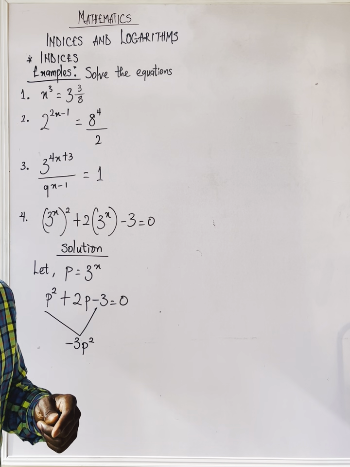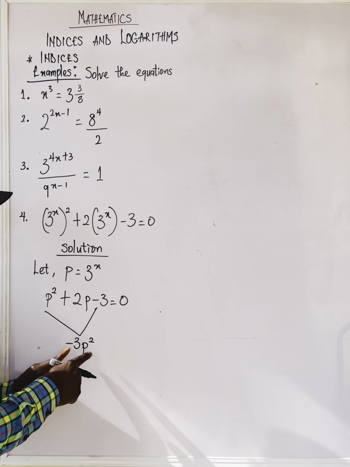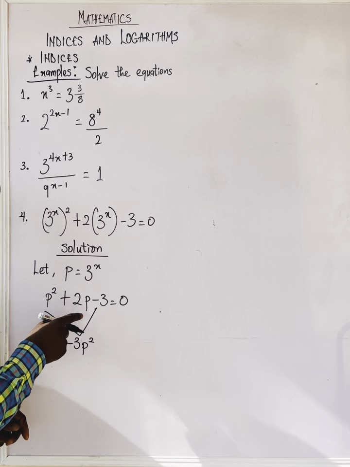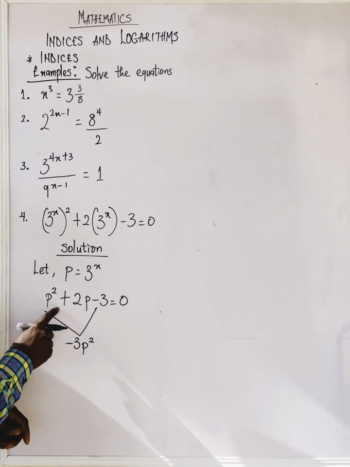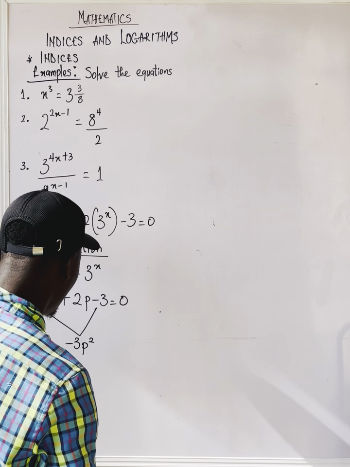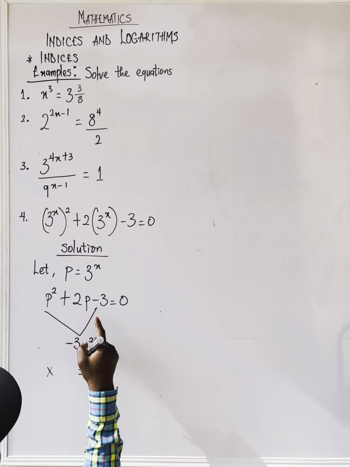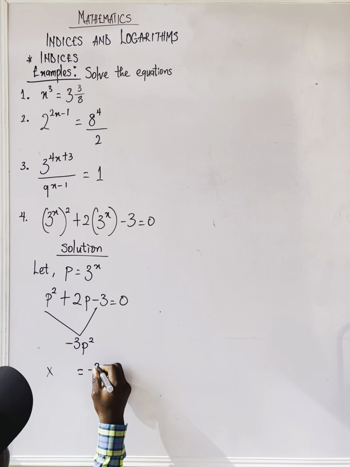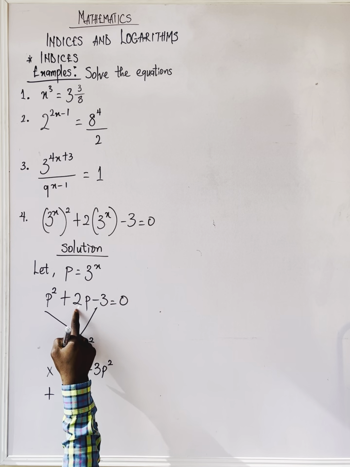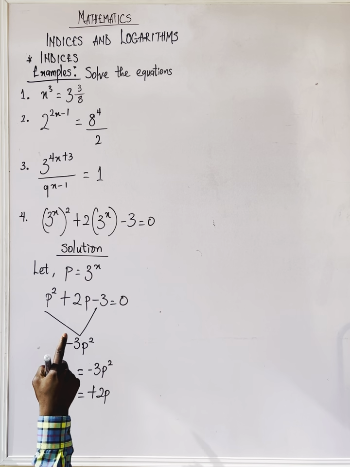So you look for two numbers. When we multiply the two numbers, it will give us the one that we took the arrow to, which is minus 3p squared. And when we add those same two numbers, it will give us the one at the middle. What's at the middle? Plus 2p. You have to go with the sign. If it is minus, you call it minus 2p. If it is plus, you call it plus 2p.